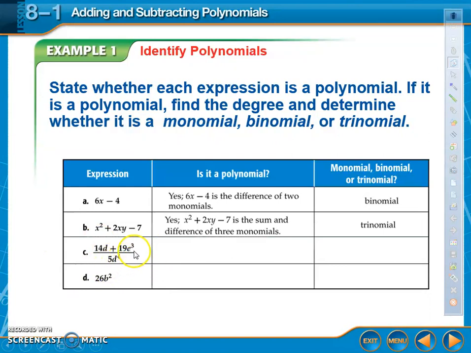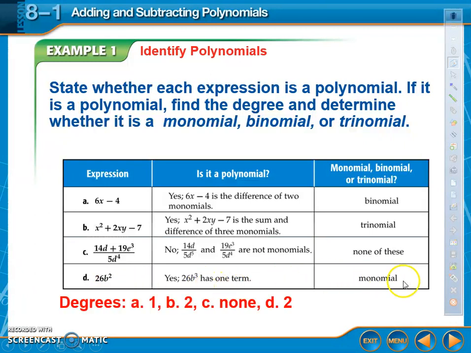Now on C, the part that makes this not a monomial is because 5d to the fourth, you have a variable in the denominator, so it's not going to be a monomial or a polynomial at all. Okay, and then D, of course it is. It's one term, so it's a monomial. So the prefixes you need to know are mono, bi, tri, or poly. Okay, so 1, 2, 3, or more than that.